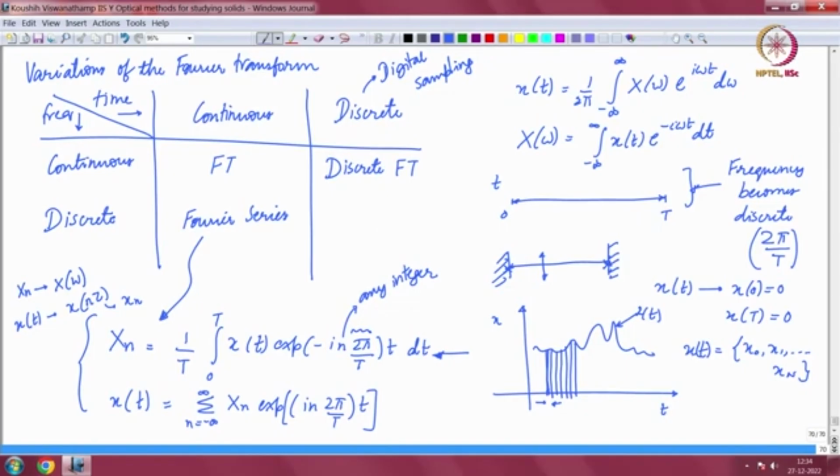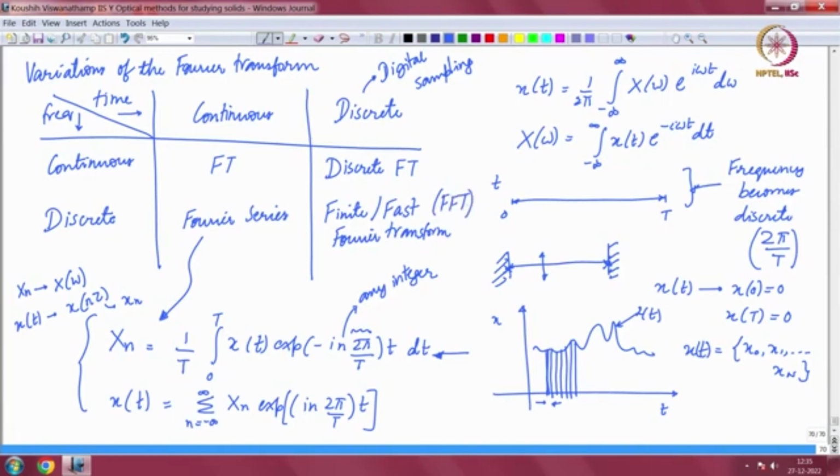Okay. Now it is not pragmatic to have a signal defined over an infinite domain, and so you typically have signals defined over a finite domain. So you really have to look at this last cell in this table, which is where you have a discrete time, which means you have a digital signal sampled, and you also have a discrete frequency because you have a finite domain. And in this region, the corresponding transform that you have to do is called a fast Fourier transform, or sometimes called an FFT.